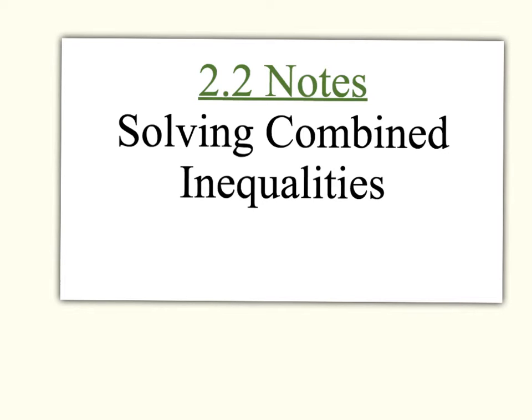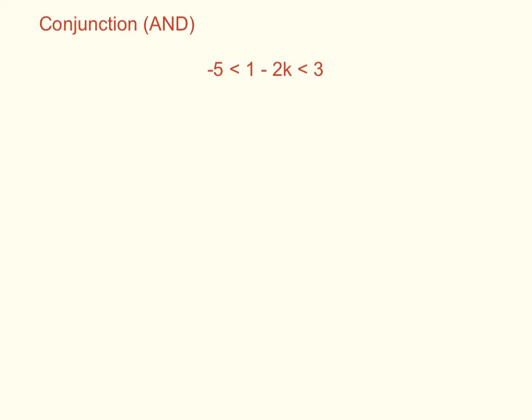Earlier we solved regular inequalities, so once you graph, you either just shade right or just shade left. Now we're going to talk about solving combined inequalities. And so what that means is it's an "and" or an "or" statement. But the mathematics is a conjunction, which is an "and" statement. We're going to go ahead and solve this conjunction inequality. It's just an "and" statement.